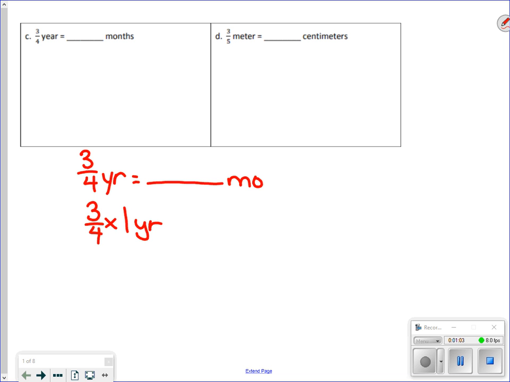So 3/4 times 1 year. We're going from a year to months. How many months are in 1 year? 12. So it is not going to be a fraction. It's going to be a whole number. 12 months. 3/4 times 12 months.